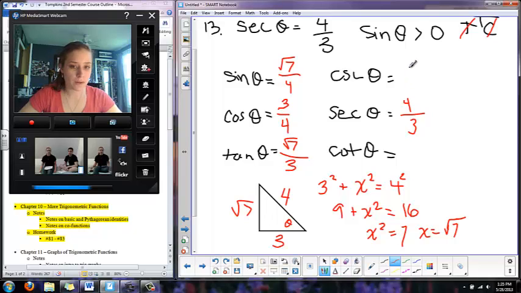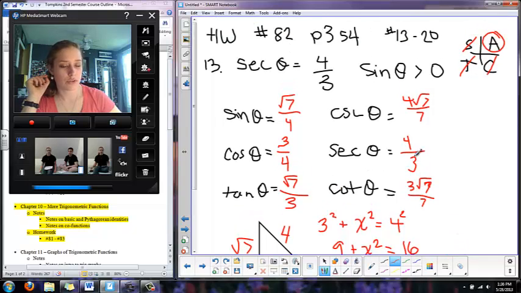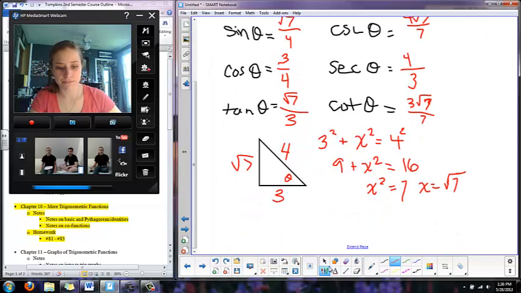Flip those over, and then I'm going to have to rationalize. So this is 4 radical 7 over 7 after I rationalize everything, and this is 3 radical 7 over 7. You can work that out on your own if you'd like. But that is number 13.